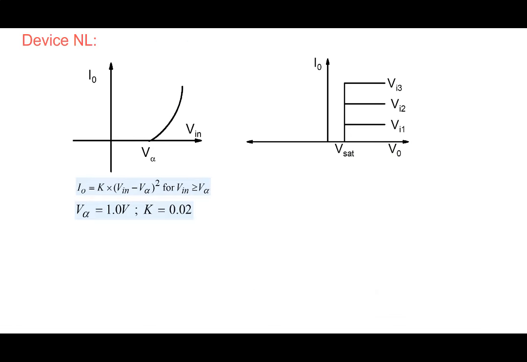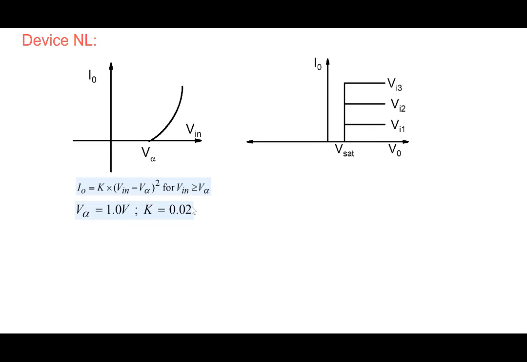Okay, one last problem. So far we had seen characteristics which were linear after crossing the threshold. So now let's add a characteristic which is non-linear here, right? There is a threshold here, and below threshold the current is 0. After that, the characteristic is non-linear, and various kinds of non-linearity can be there. Let's start with a square law here: I0 is k (Vin minus V alpha) squared for Vin greater than V alpha. And some values here: V alpha is 1 volt and k equals 0.02 here.